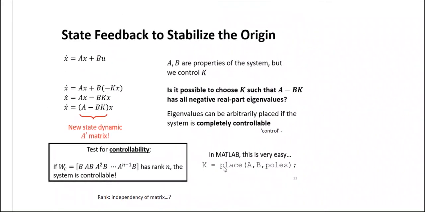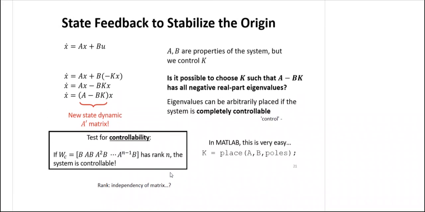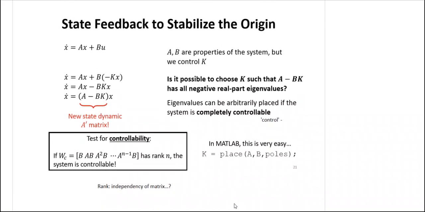We can do it easily in MATLAB. Just place A, B, and the poles, where poles are eigenvalues. For controllability tests, we form B, AB, A squared B, and so on up to A to the power n minus 1 times B. If this matrix is rank n, the system is controllable.